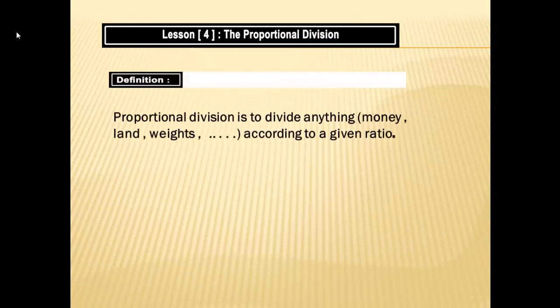Lesson 4, proportion division. What is the meaning of proportion division? Proportion division is to divide anything. يعني بنعمل divide anything, money, land, weights according to given ratio. This is the importance of this lesson. We divide anything.